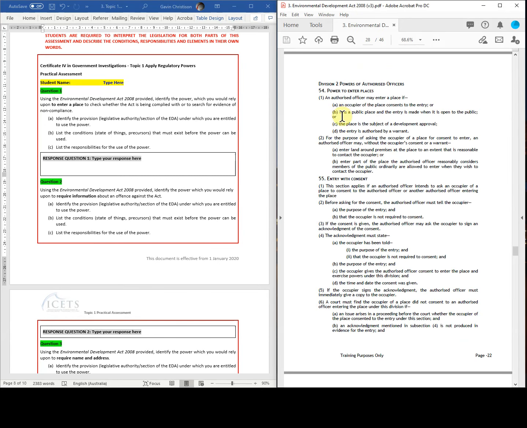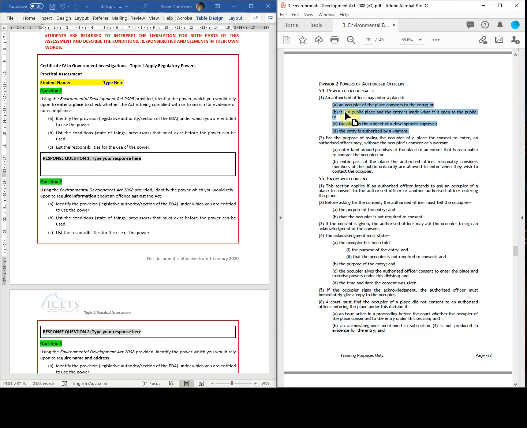So under subsection 1A, B, C and D, you can enter a place if the occupier of the place consents, it's a public place and entry is made when it's open to the public, the place is subject to development approval, or the entry is authorised by a warrant. These four, A through to D, constitute four separate conditions under which we can enter the place. So each of these constitutes a particular condition for entry.